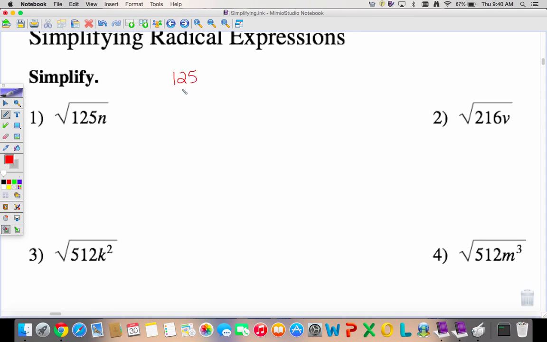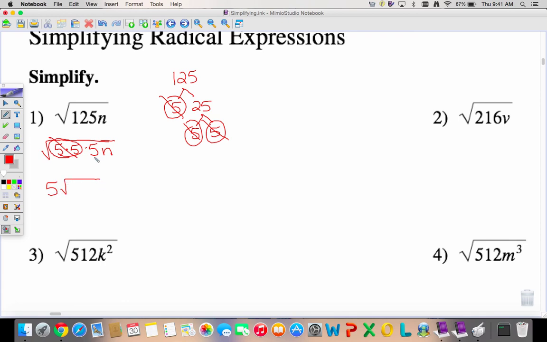starting with number 1. Okay, so number 1, we have the square root of 125 and n. Just focus on the number for right now, 125. Need 2 numbers that go into 125. We can do 5 and 25. Need 2 numbers that go into 25, 5 and 5. Okay, those are my prime numbers. So here I would have the square root of, I have 3 5s, so 1, 2, 3. Okay, 3. I'm going to cross those out. And all I have left is an n. Okay, so I did 125 as this, and then I have an n.